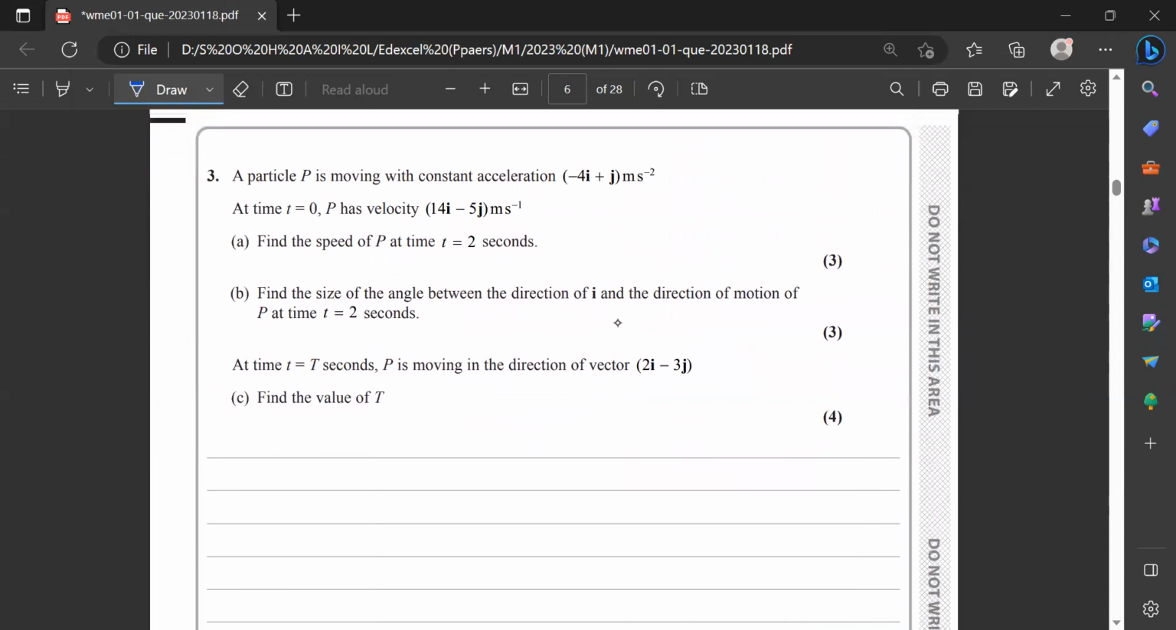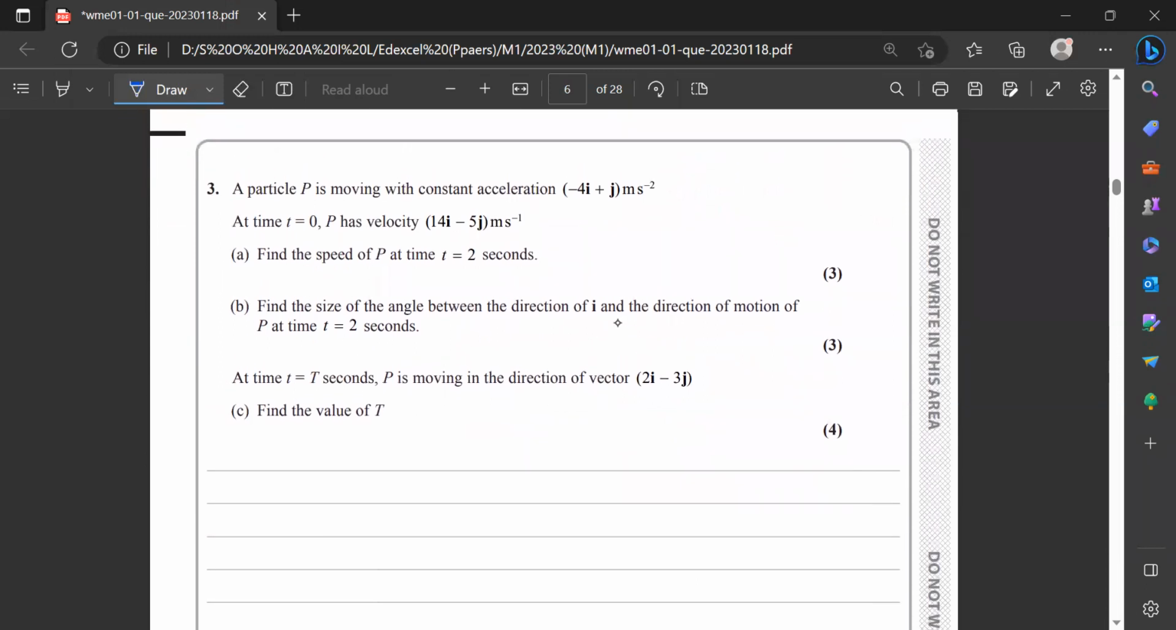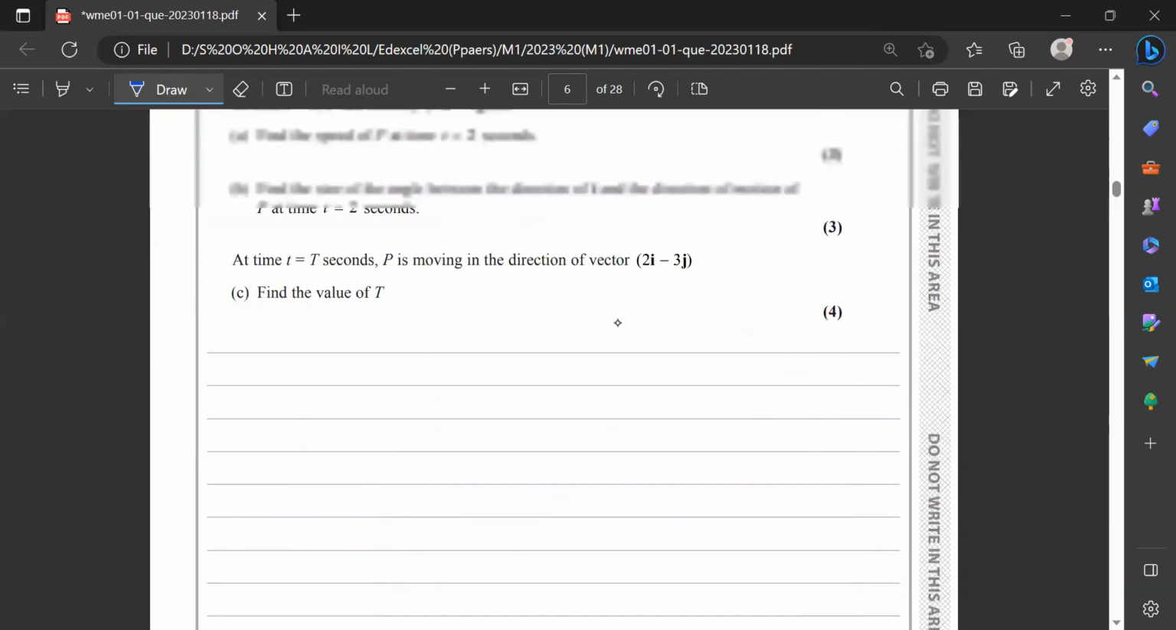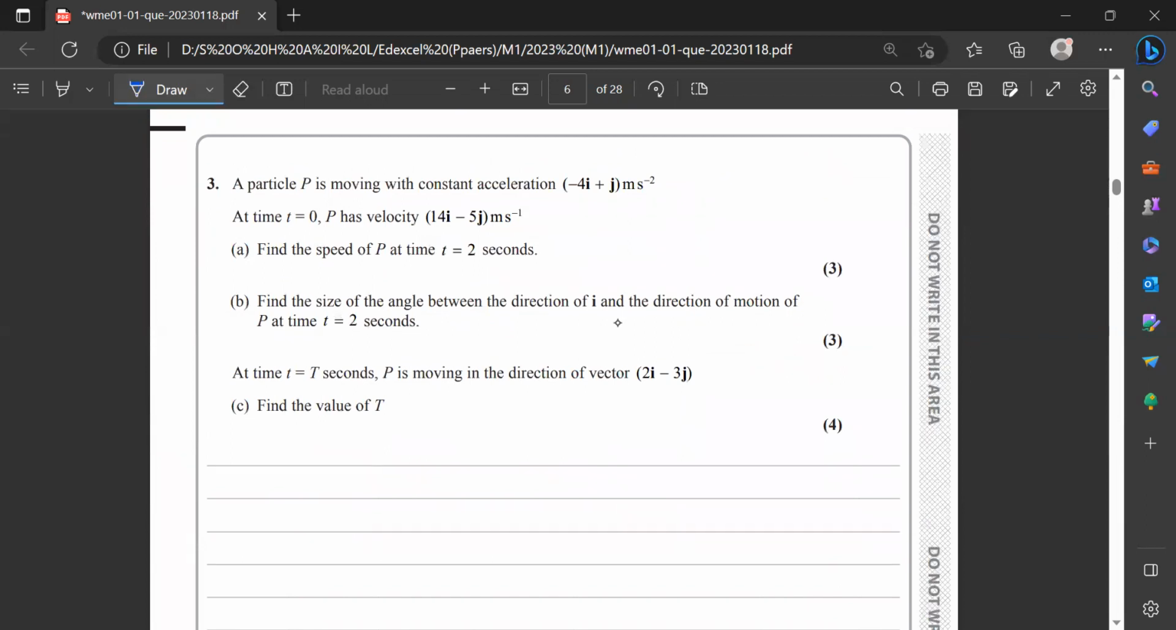Coming to question number 3. Particle P is moving with a constant acceleration of minus 4i plus j meters per second squared. At time t, consider that P has the velocity of 14i minus 5j. So this is the initial velocity. Find the speed of P when time is 2.